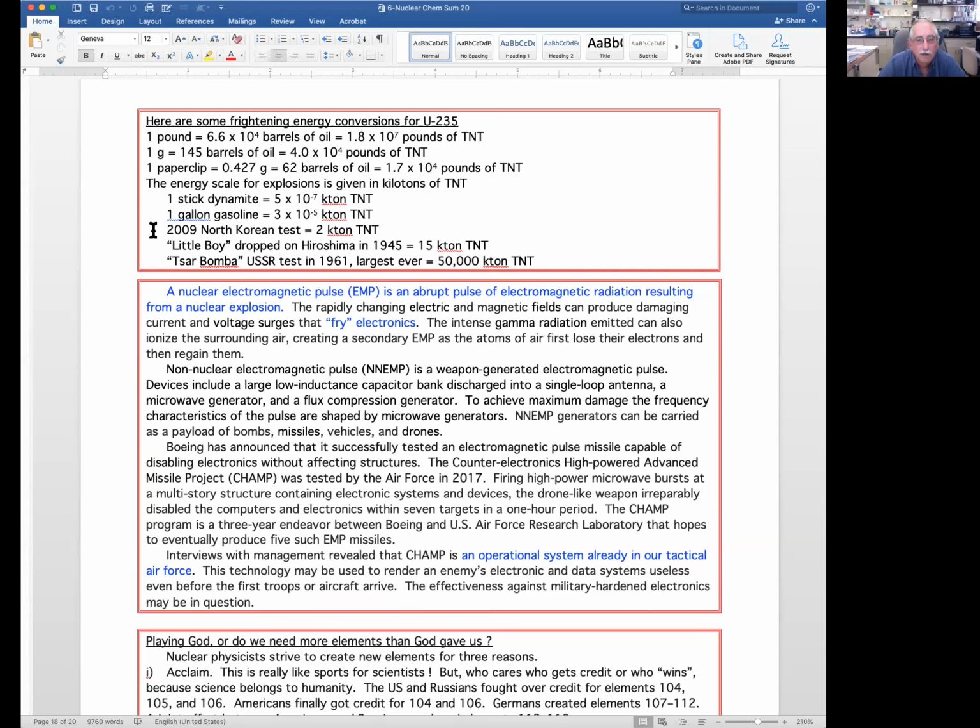So the biggest one ever was in 1961, way bigger than the one that was dropped on Hiroshima. So you can imagine what we can do now if we really wanted to. It's very scary.